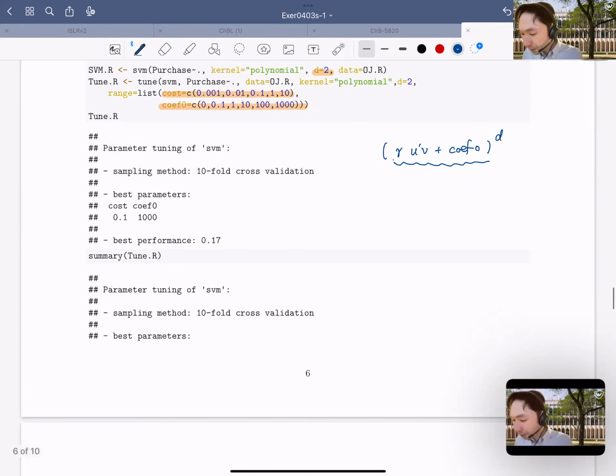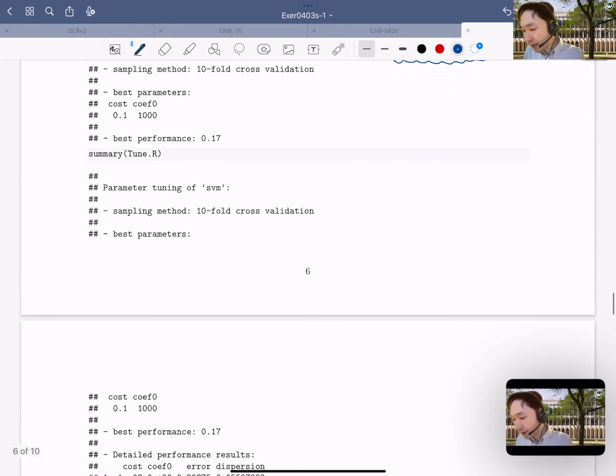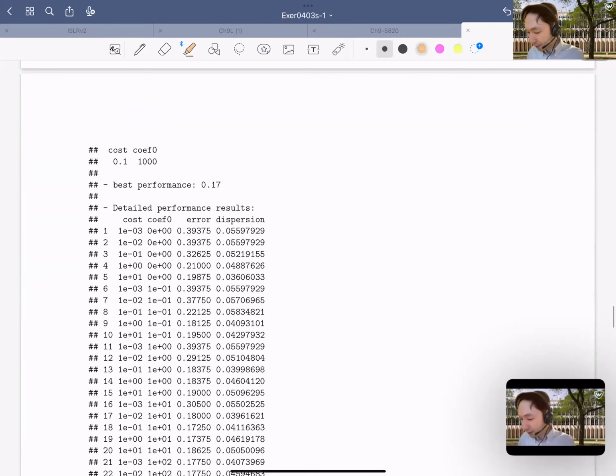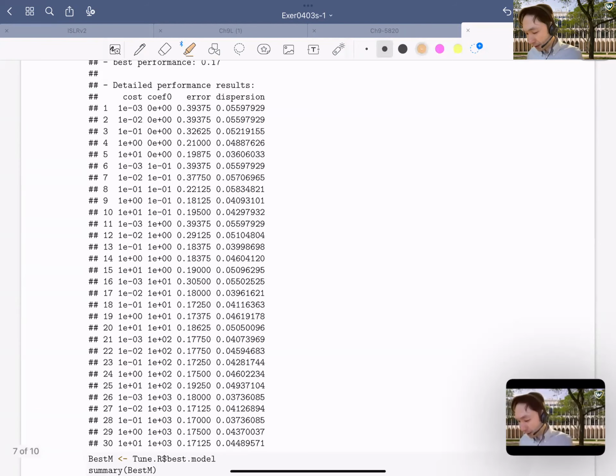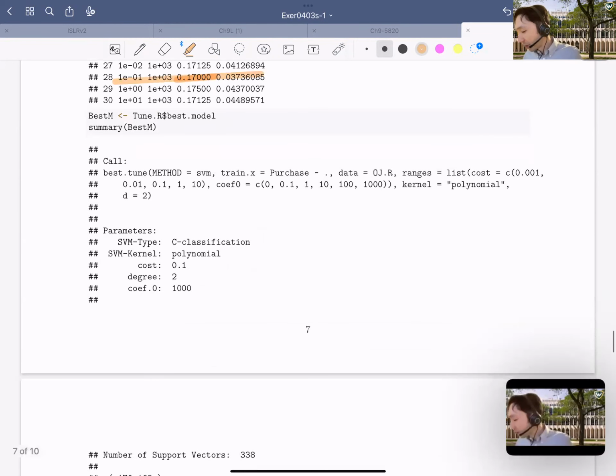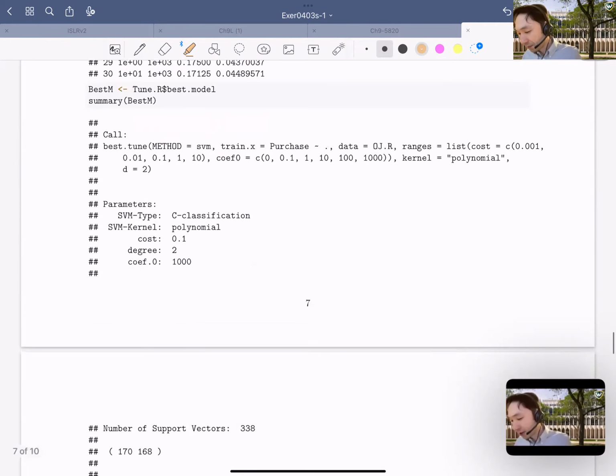But in this trial, it converges successfully, and the best cross-validated error is 0.17, with a cost of 0.1 and coefficient 0 of 1000. I think that value is found here. Actually, this coef 0 value is the largest value we tried. If we try 5,000 or 10,000, possibly it's better, but I stop here. Maybe you can try it. Maybe it converges or not.